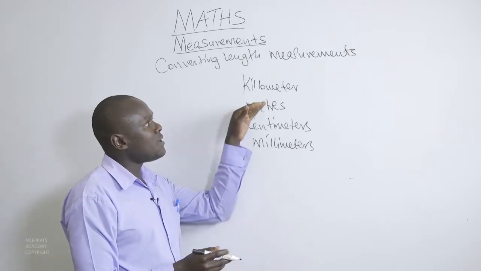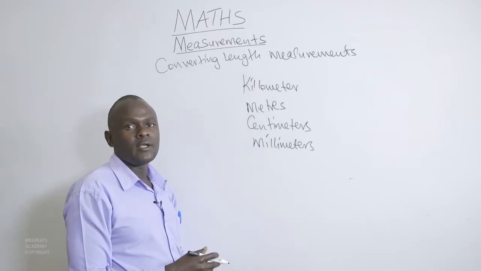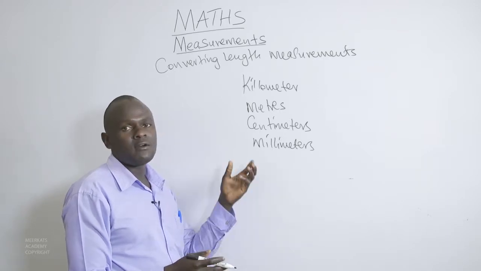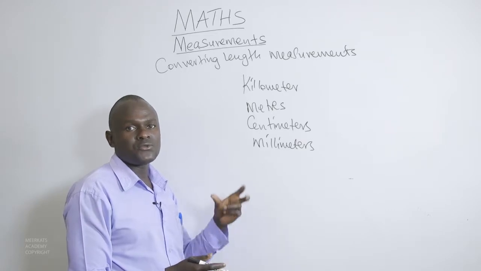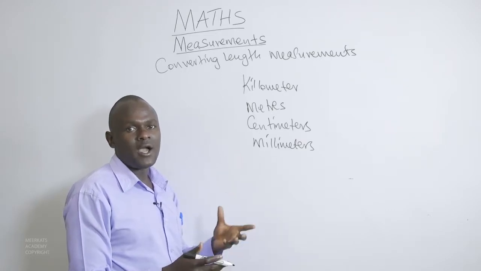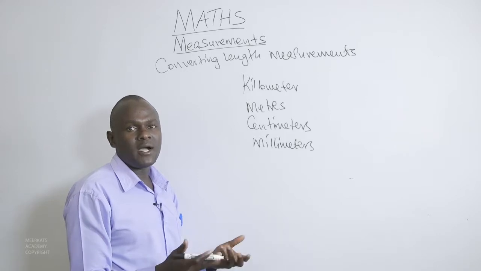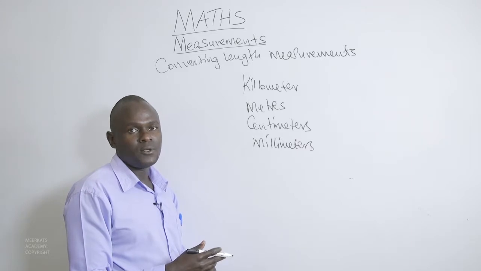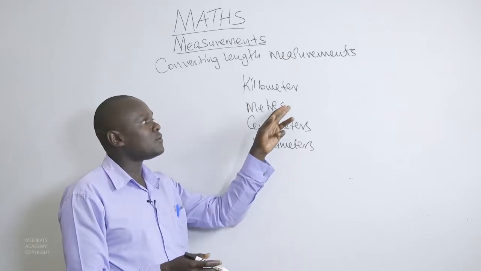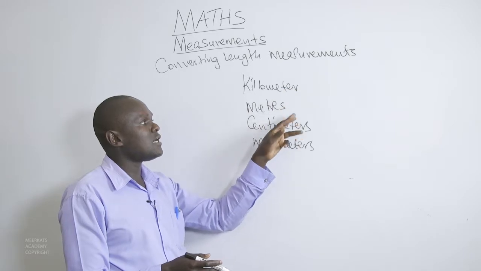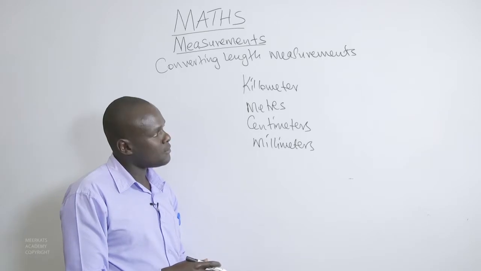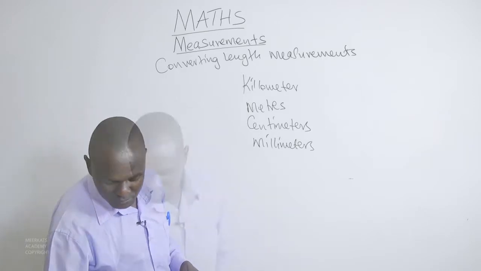And even above the kilometer, we can have the mega kilometer, and we can also have the tetrakilometer, those very large ones. And we have other special units like miles. They are also there. So we want to know, how do you maneuver from a kilometer to meters, and from meters to centimeters, and from centimeters to millimeters? This is what we want to look at.